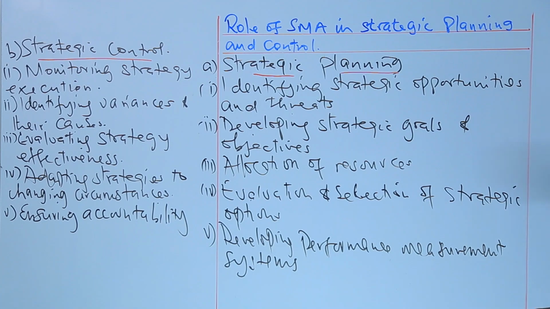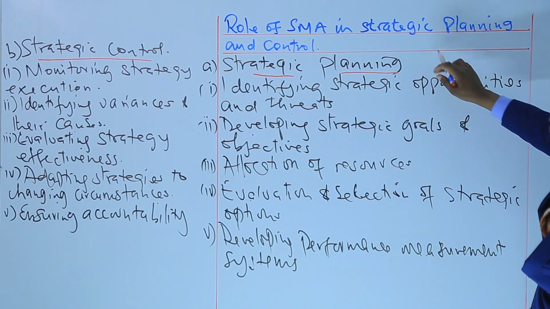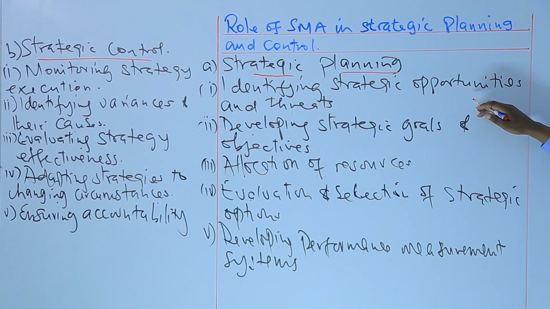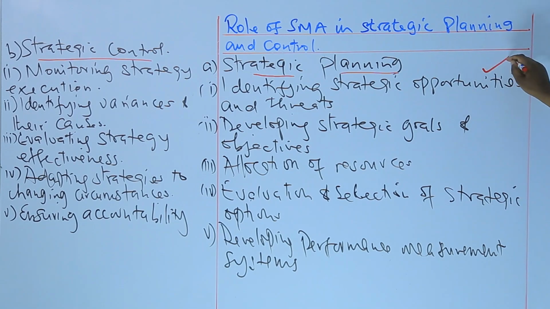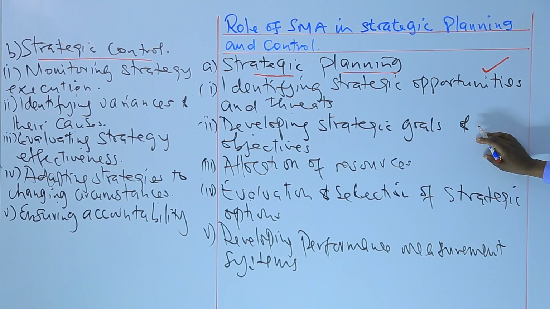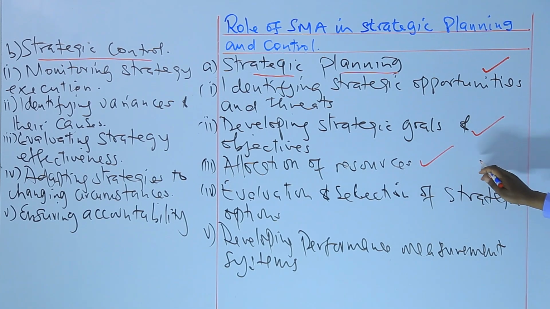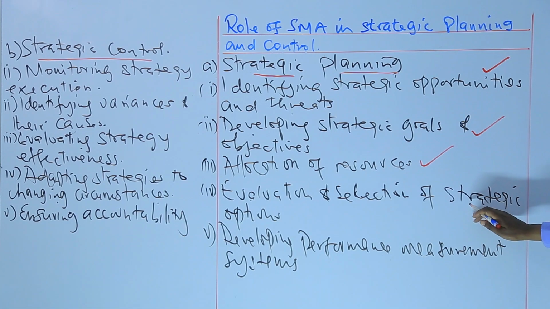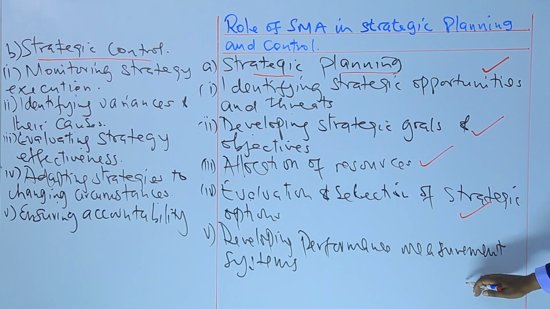We began by looking at strategic planning. We say that the first role is identifying strategic opportunities and threats. Number 2, developing strategic goals and objectives. Number 4, allocation of resources. Number 5, evaluation and selection of strategic options. Number 6, developing performance measurement systems.